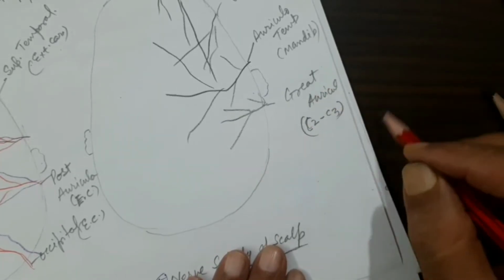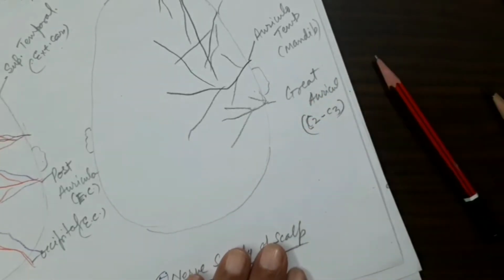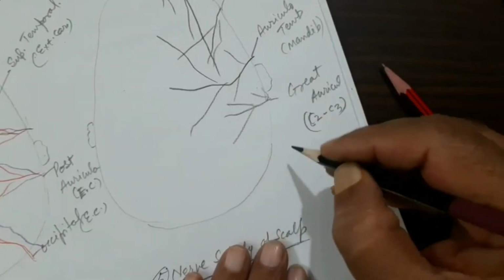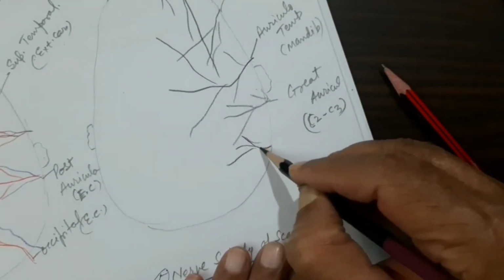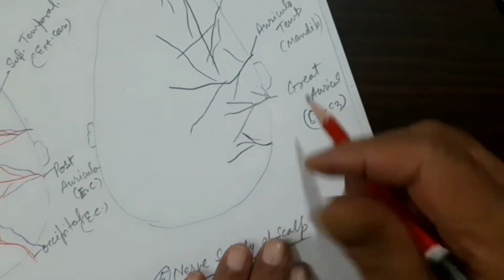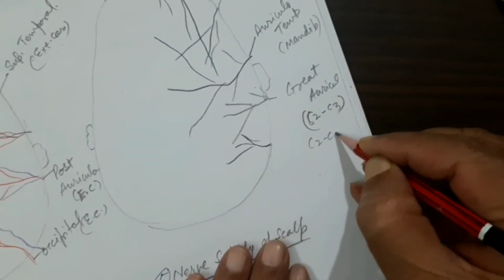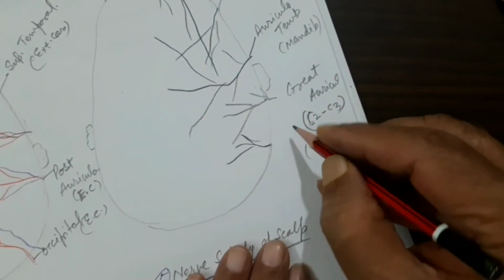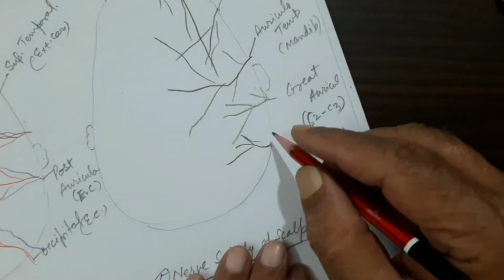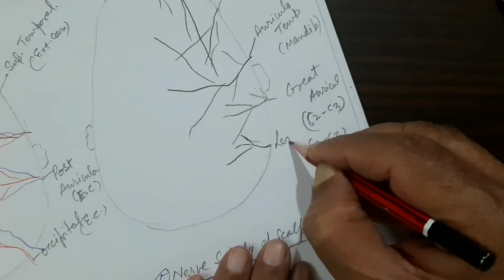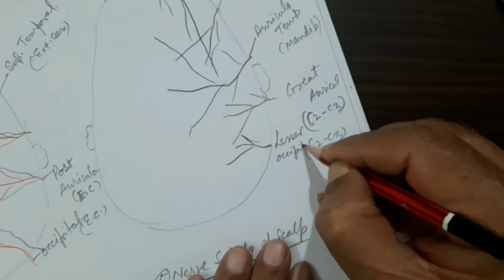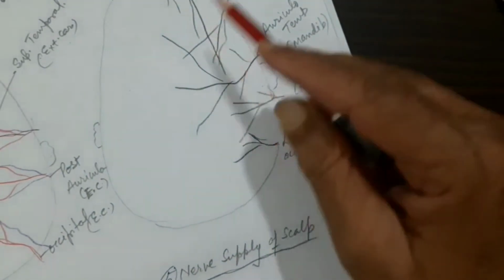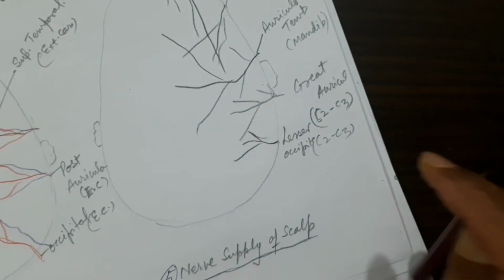Then another branch which will be here is called the lesser occipital nerve. This is the lesser occipital, again from C2 and C3. That means they are coming from the cervical plexus. Lesser occipital nerve. All are sensory: pain, touch, and temperature.